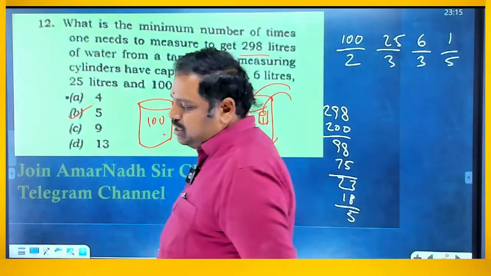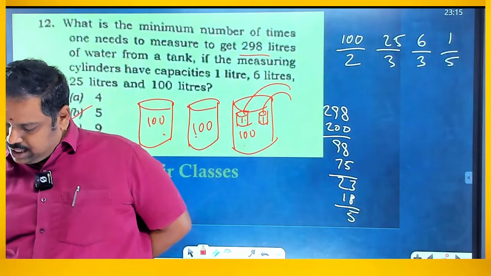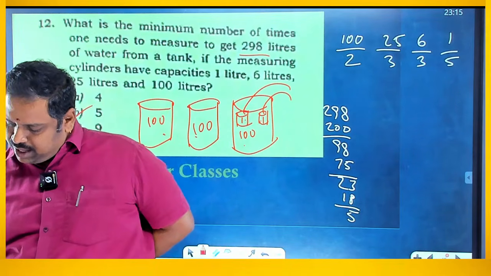So what's the answer here? B is the answer. Do you understand this, my dear boys and girls? This is the way that you have to understand, and this is the way that you have to solve it.